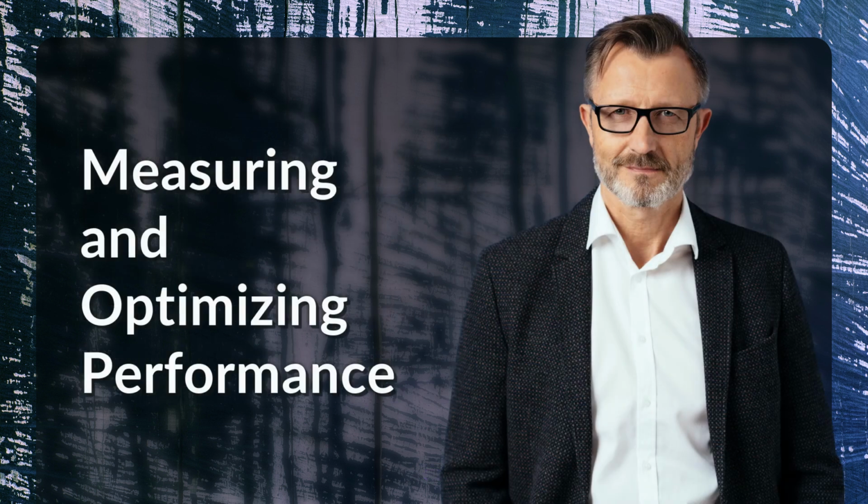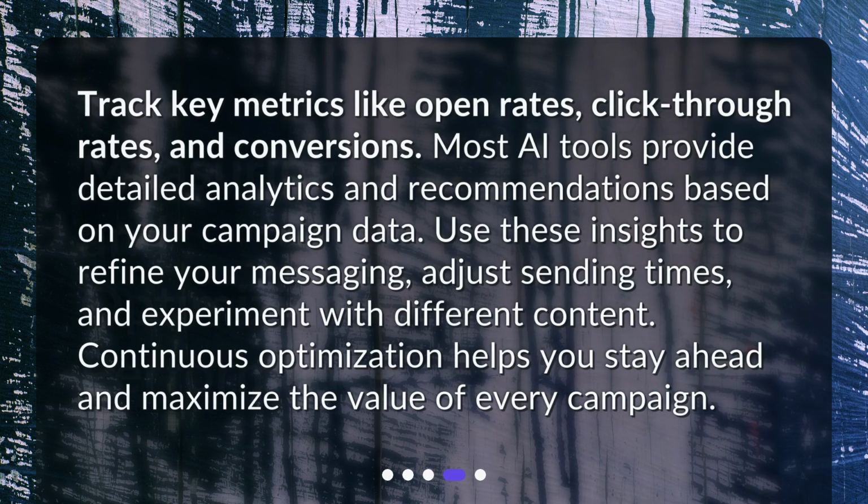Measuring and optimizing performance. Track key metrics like open rates, click-through rates, and conversions. Most AI tools provide detailed analytics and recommendations based on your campaign data. Use these insights to refine your messaging, adjust sending times, and experiment with different content. Continuous optimization helps you stay ahead and maximize the value of every campaign.